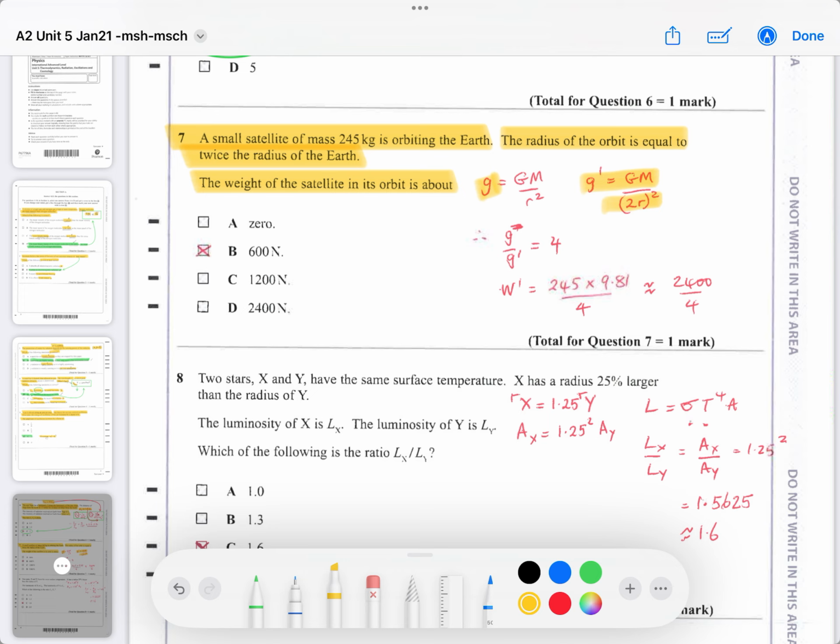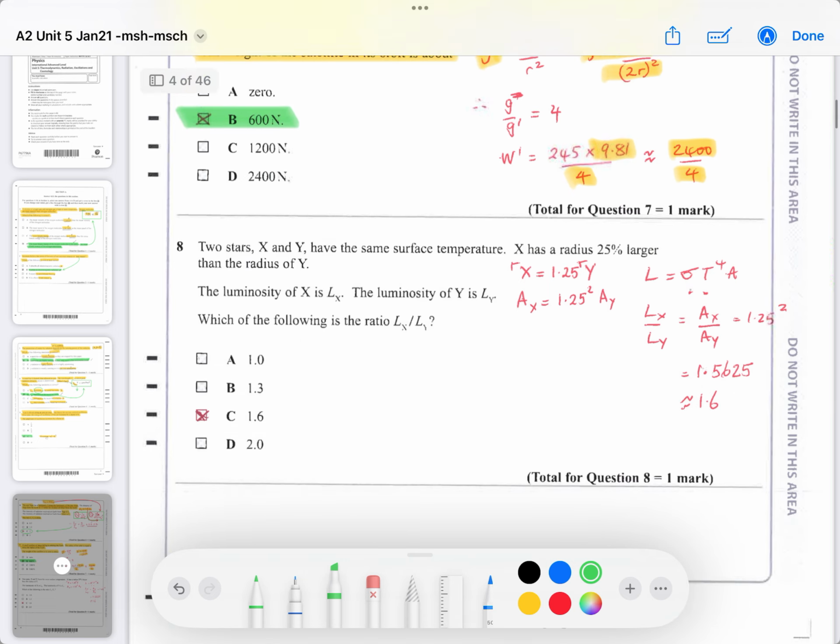The only thing that changes is, instead of putting r squared, it will be 2 squared, so it will be the g value divided by 4. So all you've got to do is 2,400 Newton roughly divided by 4. Okay, so if you just do it roughly, you'll see the answer is going to be 600.